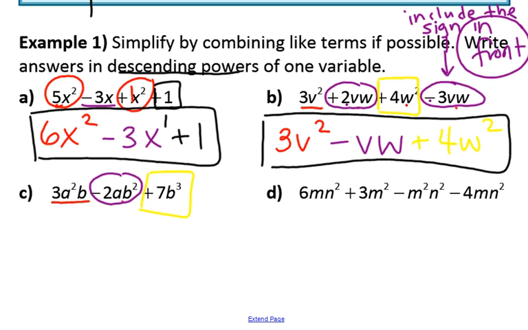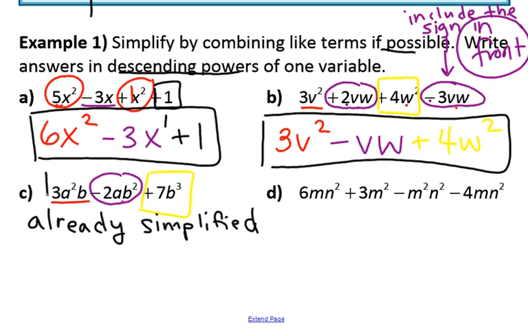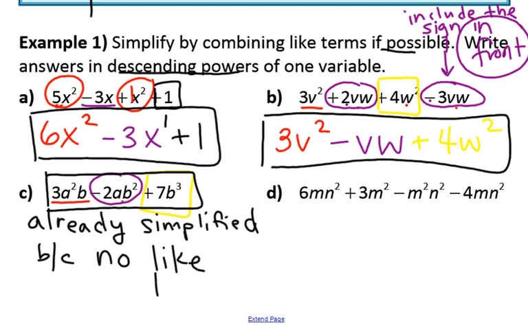So this is actually one of those "if possible" problems. This is not possible. So the answer is, this is already simplified. The answer is just the original expression, because there are no like terms. That'll happen occasionally, but not very often.